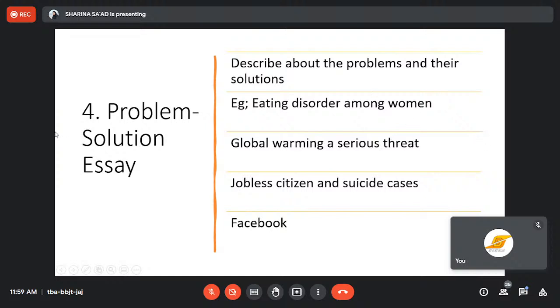And then later in your essay, in the body paragraph, you have to explain how to solve the problem of eating disorder among women. Okay, and then for example, another topic is about global warming, a serious threat. So you have to explain what is the problem about global warming and why is it a serious threat and how to solve these global warming issues. This is a problem solution type of essay.